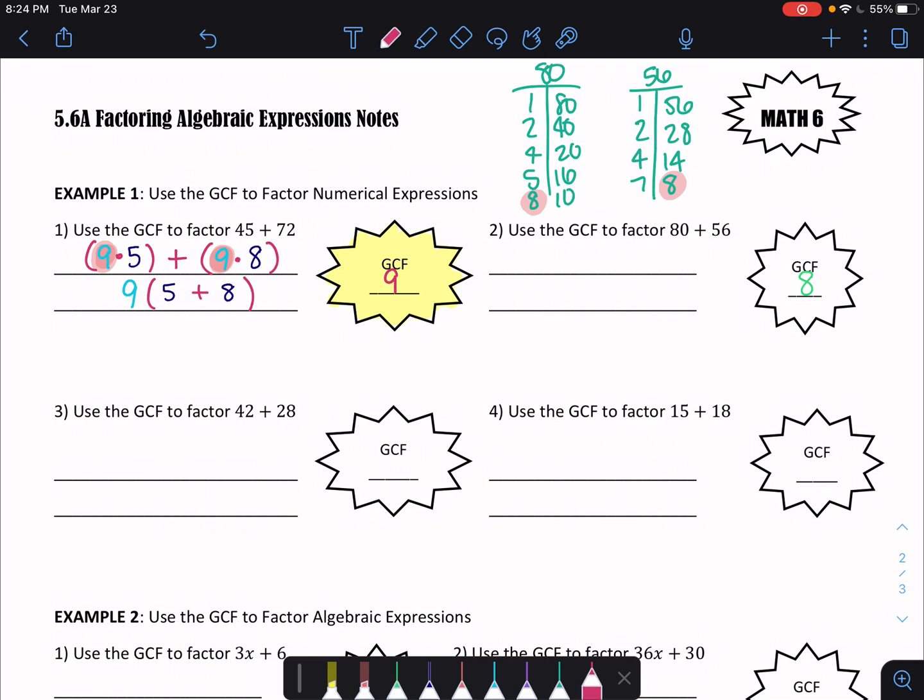Now, once I've got that, I want to put that 8 first in each set of parentheses. And then I want to figure out 8 times what number gets me to 80. 8 times what number gets me to 56? Well, 8 times 10 gets me to 80. And 8 times 7 gets me to 56. So now I need to write my mostly factored expression with the 8 on the outside of the parentheses, and then the 10 plus 7 inside the parentheses.